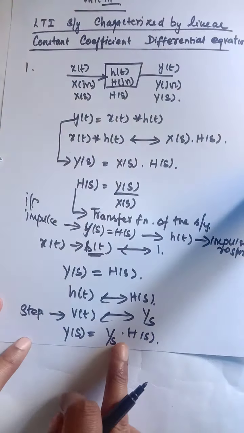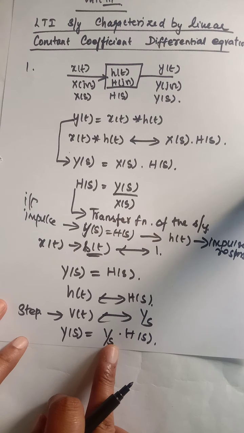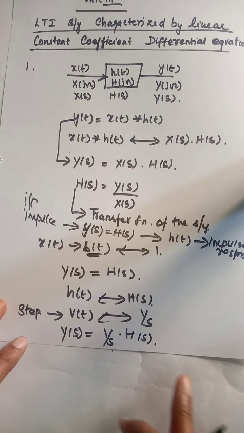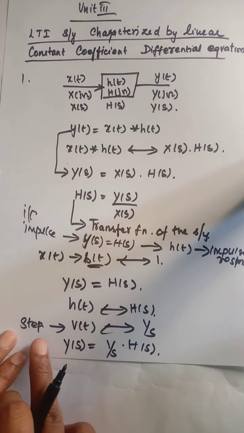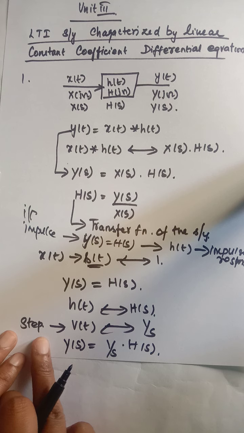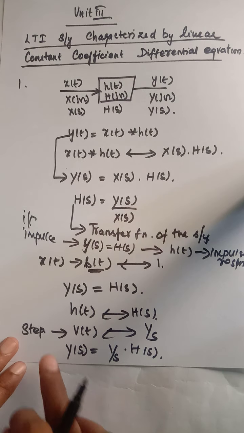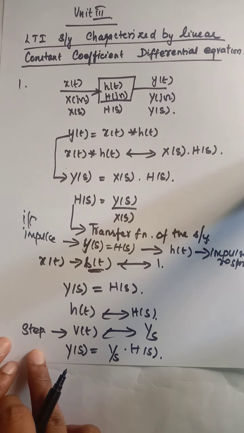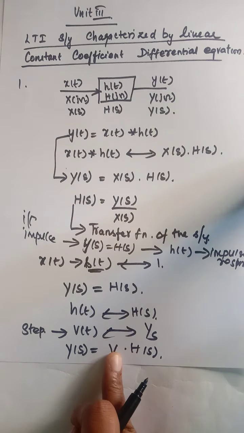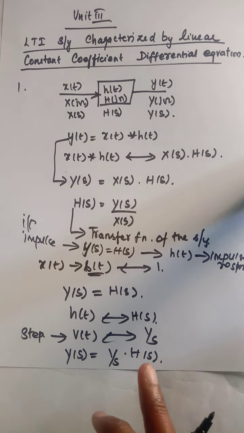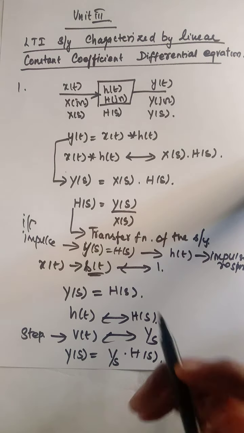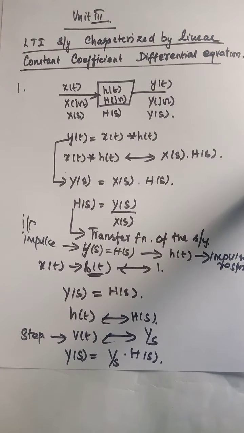This response is said to be the step response because we are applying the step signal as input. If we use a ramp as the input, the response obtained is the ramp response. In general we use only the impulse response, so here this h of t is said to be the impulse response of the system.